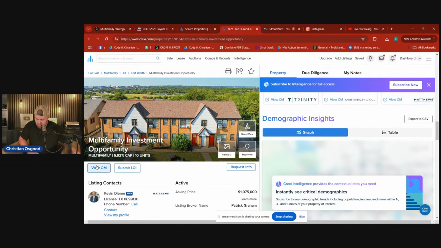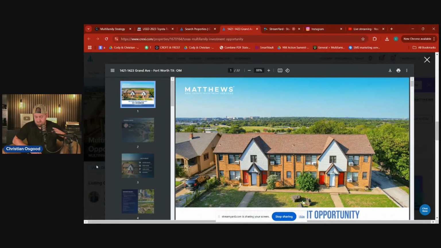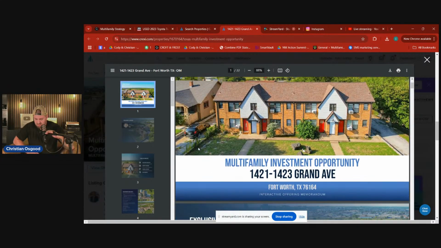So next thing we want to do is see if there's any numbers. We'll check their offering memorandum. It's called an OM. It's free to have a login. As soon as you have a login, you can view all these OMs.